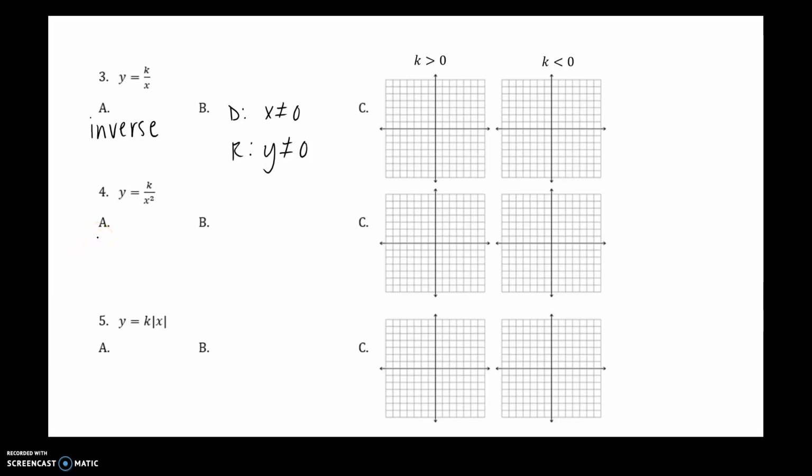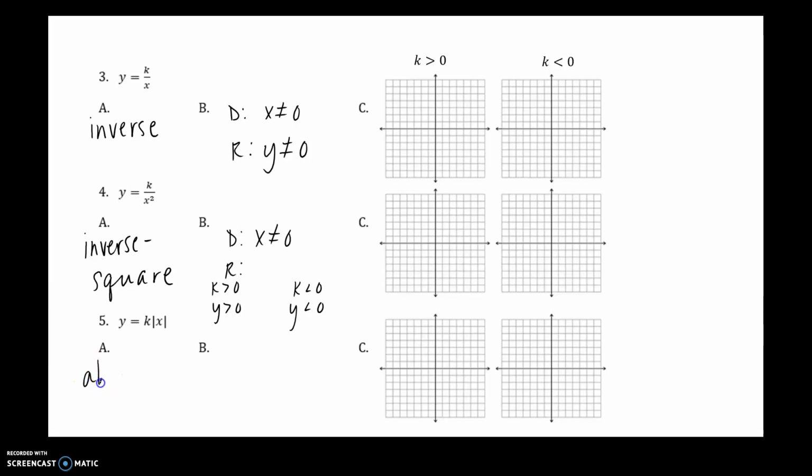Number 4 looks a lot like number 3, but notice that our denominator is squared. So this is your inverse square function. The domain is that, again, x can't equal 0. But now your range is going to be different depending on the value of k also. If k is positive, your range will be all positive y values. If k is negative, your range will be all negative y values. And your graph better reflect this when you go to find what the graphs look like.